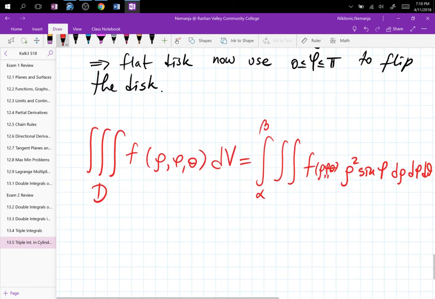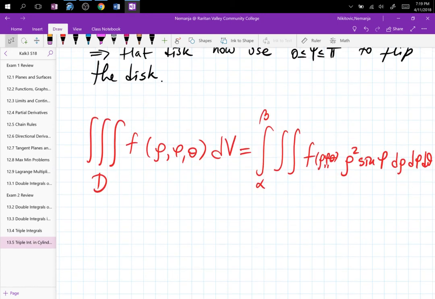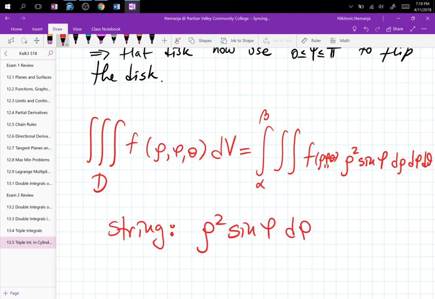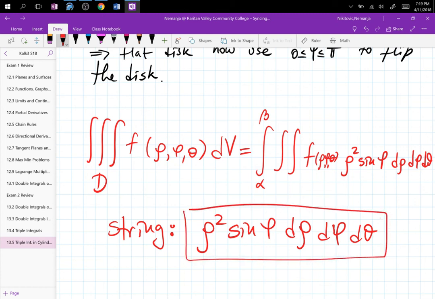And I am going to actually over here specify the string. That's what I call it, the string. Rho squared sine phi d rho d phi d theta. This is what you're memorizing as a unit. That's a unit right there. All right. So we have that.